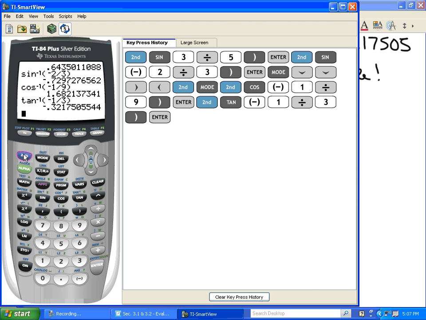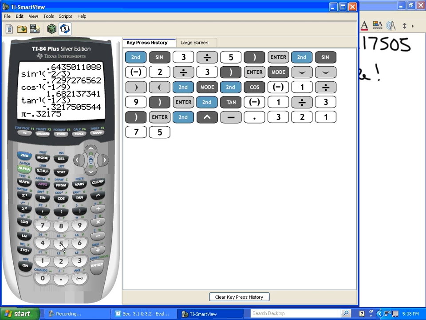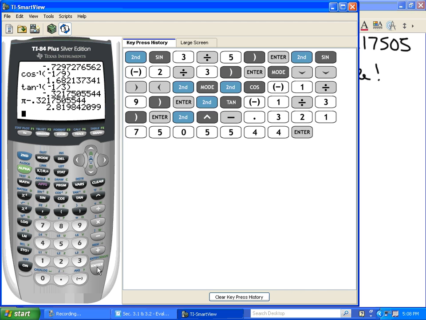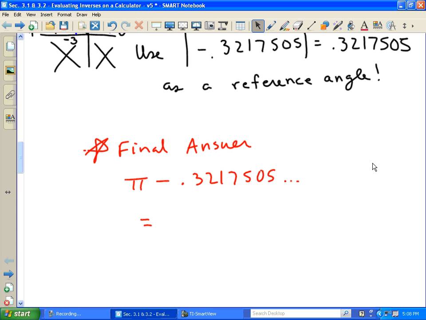So we're going to do second pi minus, now make sure you don't do second answer here because the answer we have up above is negative. We want to do pi minus positive 0.32175055544, and I'll use as many decimals as I can since it's in my calculator. That gives me 2.8198 rounded off. So here my answer, 2.8198.